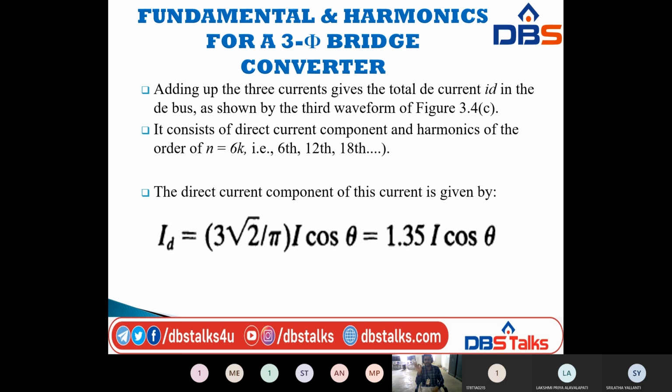Next, the direct current component of this current is given by ID equal to 3 root 2 by pi into I cos theta. 3 root 2 by pi is 1.35. If you solve 3 root 2 by pi, it gives the value 1.35. So ID is equal to 1.35 into I cos theta.